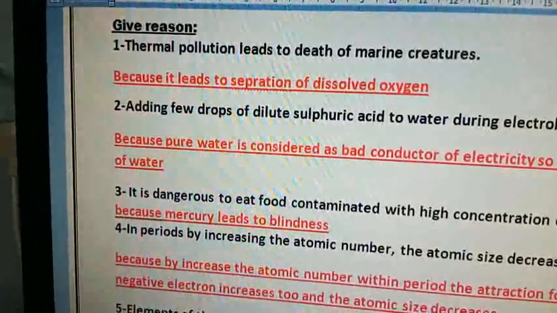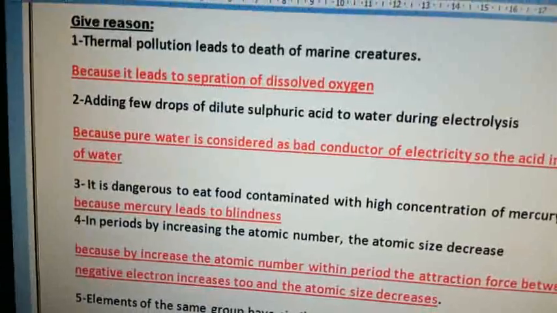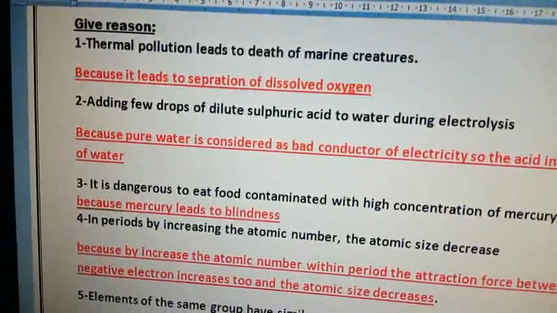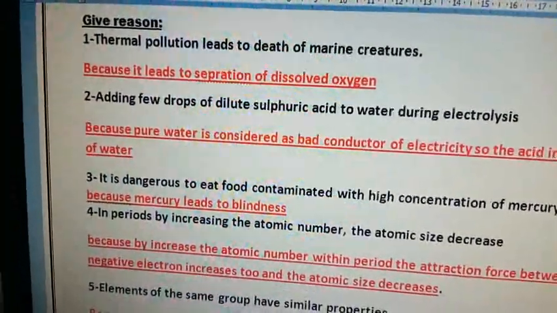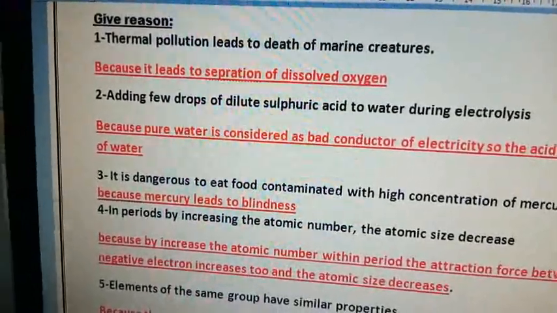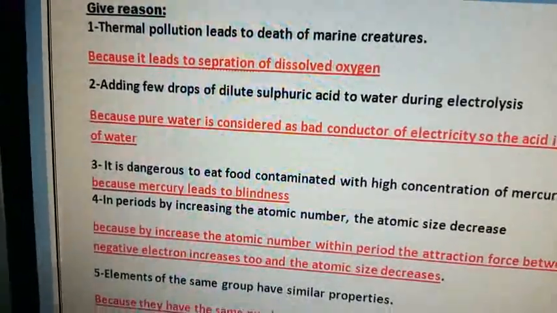Another type of question is give reason. Number 1, thermal pollution leads to death of marine creatures. That's why, because it leads to separation of dissolved oxygen.